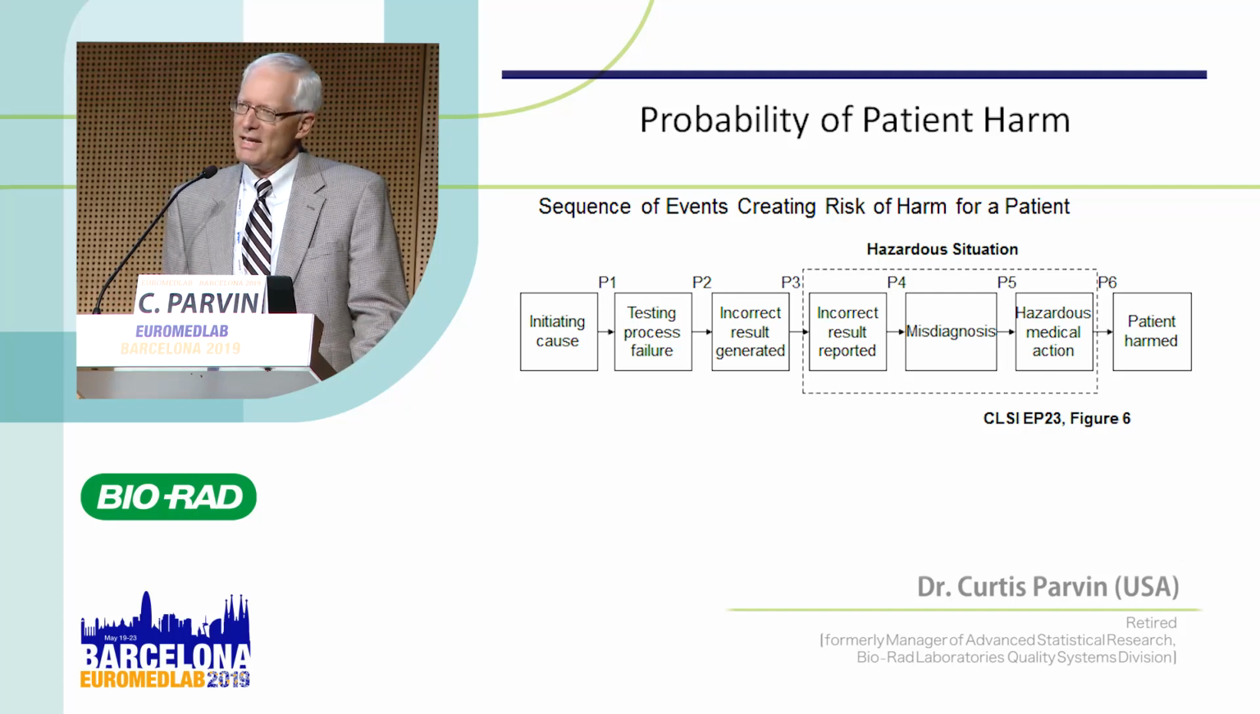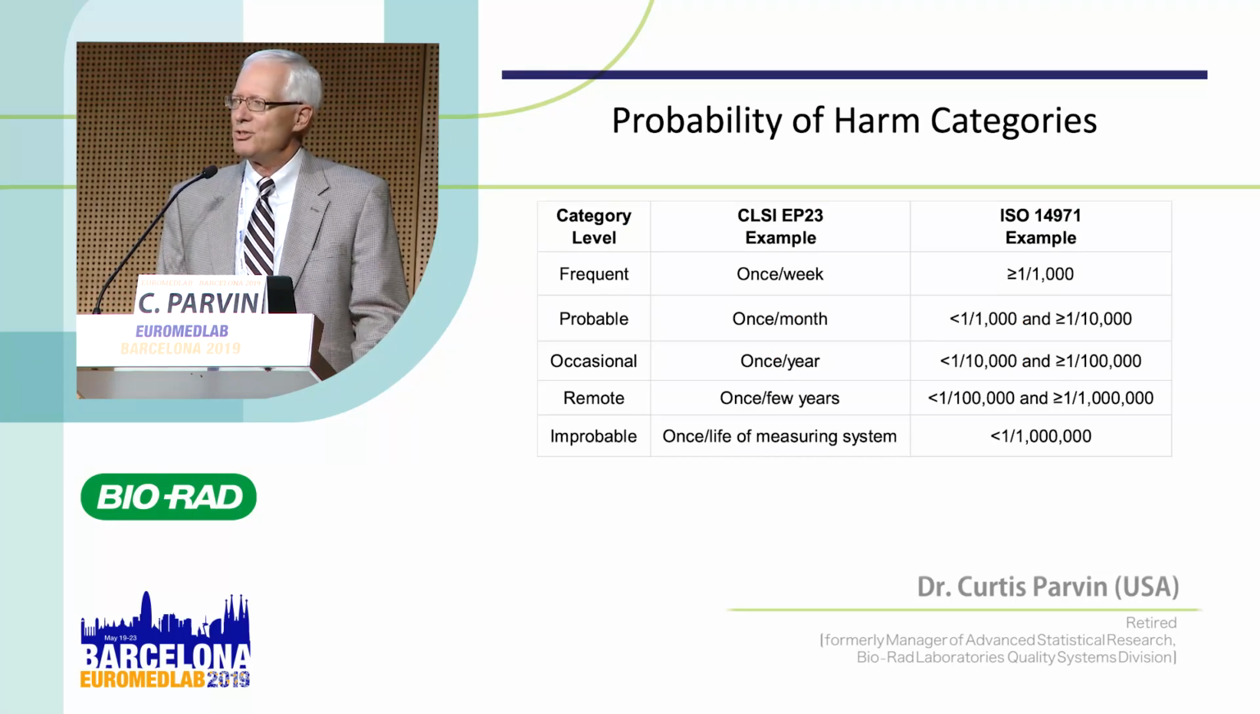So while this is a very nice model, the authors of the guideline, I think for purposes of ease of use and simplicity, recommended that rather than try to estimate these probabilities, the laboratory simply categorize the probability of occurrence of patient harm into one of 5 different categories.